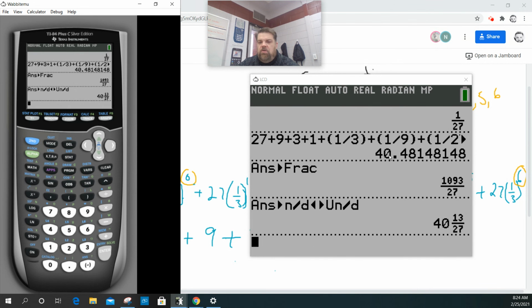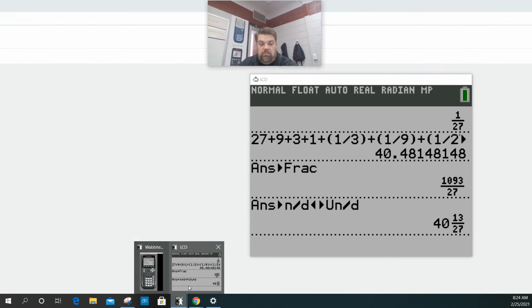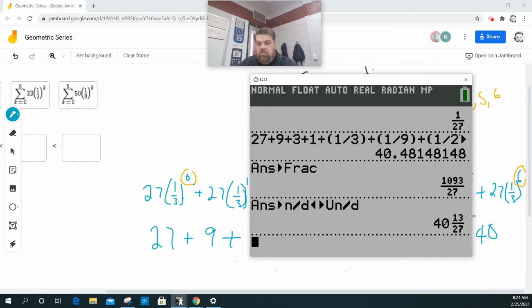But you know what? I'm going to go with the decimal, because for this problem we're just putting them in order from least to greatest. So I know that the sum of this is 40 and 13, but I'm just going to leave it as a decimal. That was 40.481.